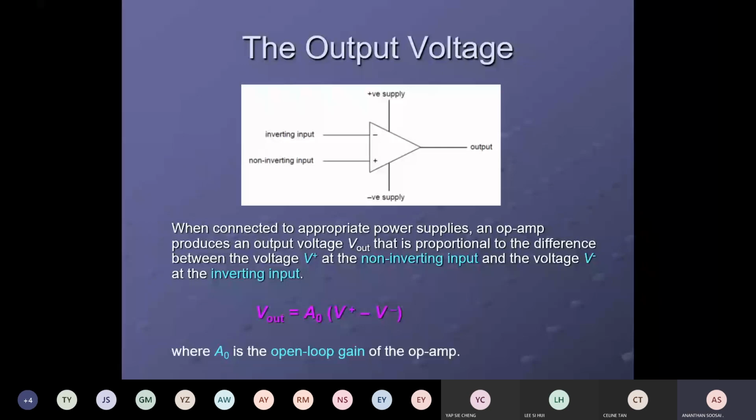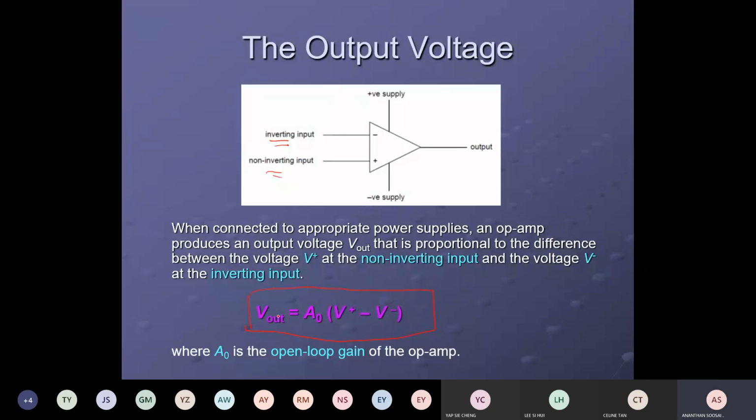Now, as we read from here, the operational amplifier has 2 inputs. The negative input is called the inverting input. The positive input is called the non-inverting input. The operational amplifier works based on this formula. This is the formula for the operational amplifier. So look carefully at this formula.